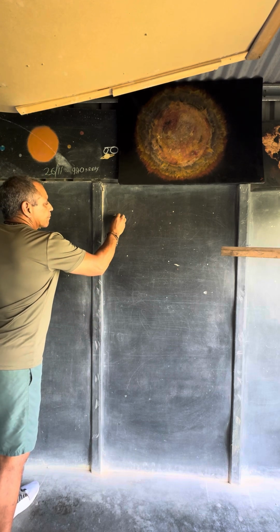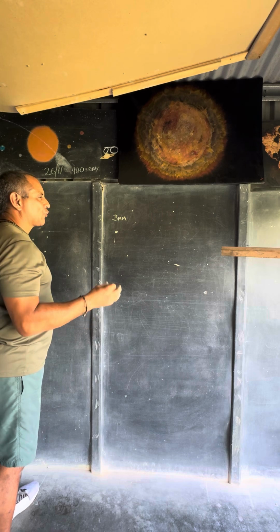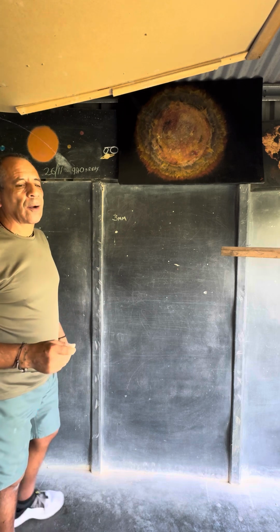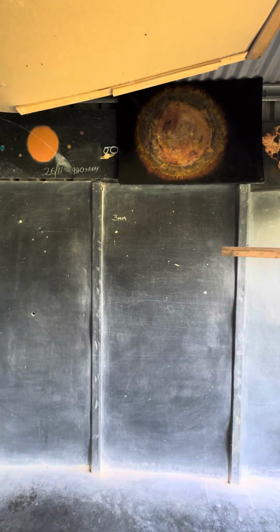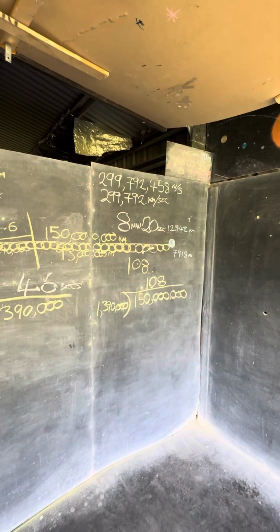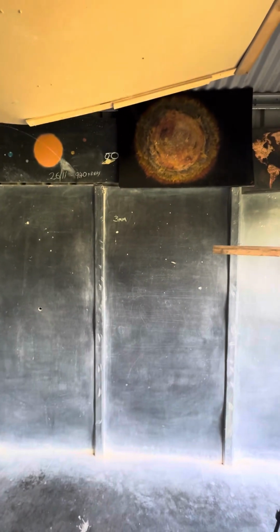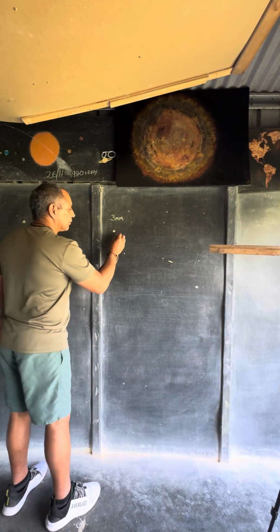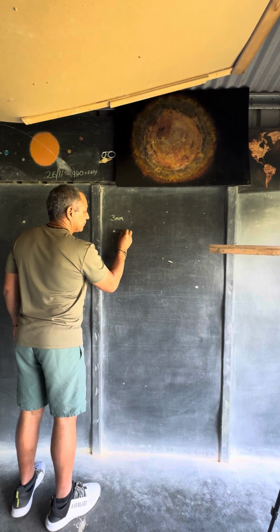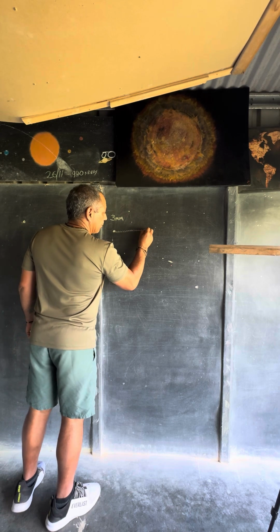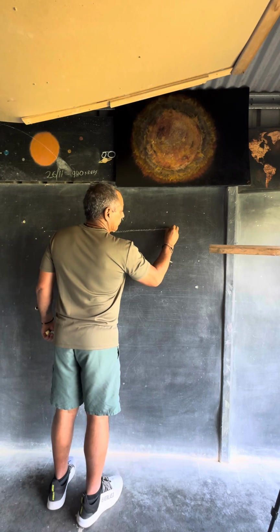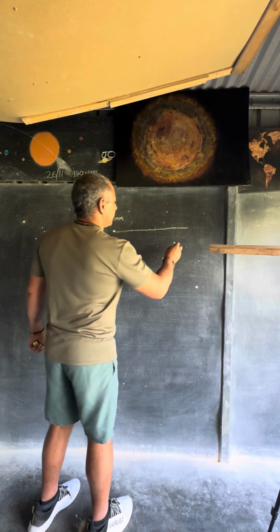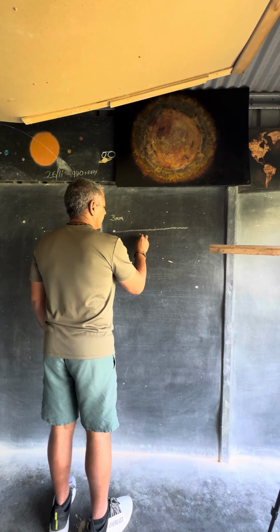3 millimeter sun. If I want to keep everything to scale, and the sun is 3 millimeters, how far is it to planet Earth? We multiply it by 108, because there are 108 sun diameters in between the sun and planet Earth. I'm not going to do the whole 108, but there are 108 suns in between the sun and planet Earth.